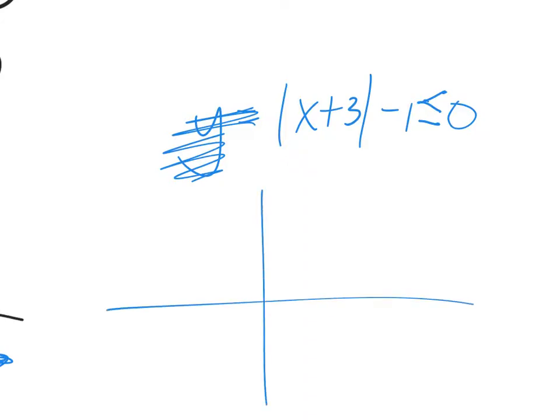First step, where is it? It's been shifted. Which way? Right, left, up, down? Left. It's been shifted how far? Left how far? 3. 3 to the left.